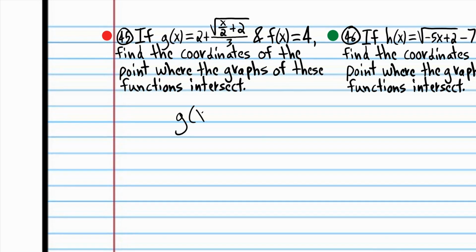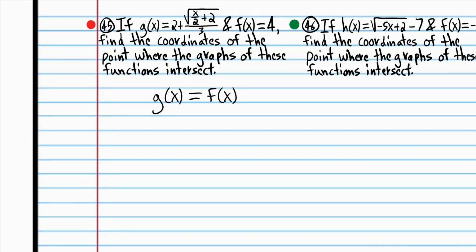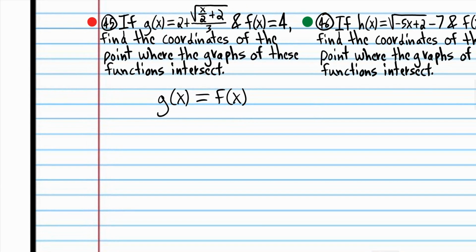So if we're looking for the point where they intersect, then we have to set the y values of the graph equal to each other. Again, g of x and f of x represent the y values of the graph. We could set the x values equal to each other because the x values are equal at the point of intersection also, but x is not solved for in these equations, so we have to use the y values. g of x is 2 plus the square root of x over 2 plus 2 all over 3, and f of x is 4.